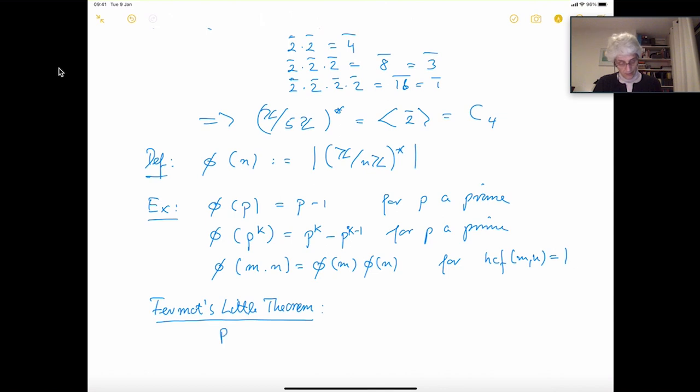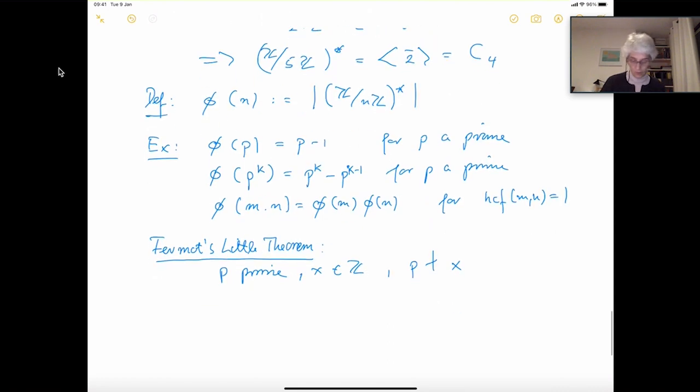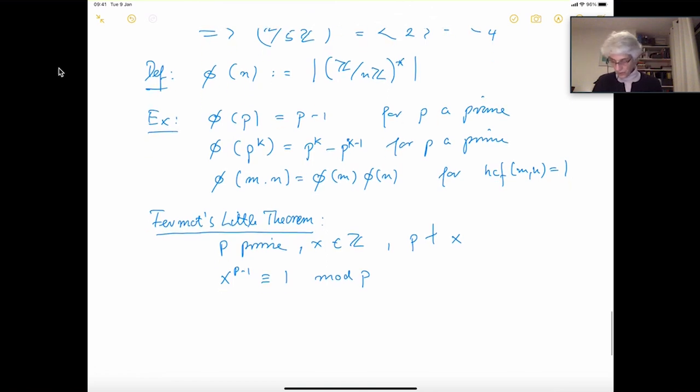It says that if P is prime, X is an element in Z, and P does not divide X, so in other words, they are coprime, then X to the P minus 1 is equal to 1 mod P. So I've written it as a number theoretic identity. So let's prove this.